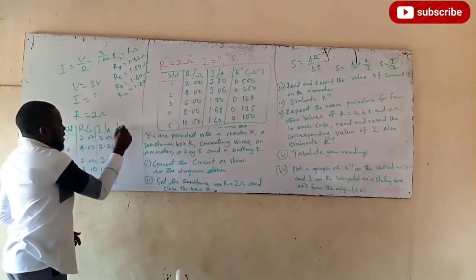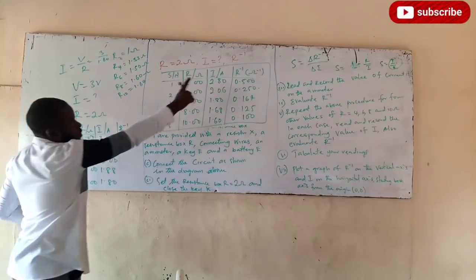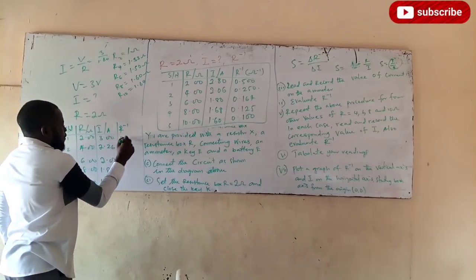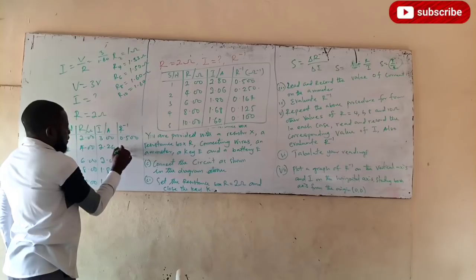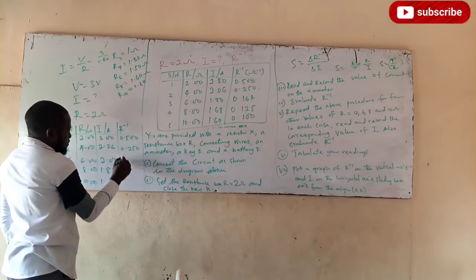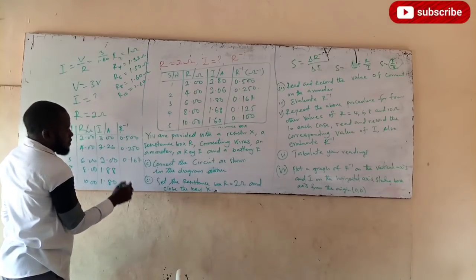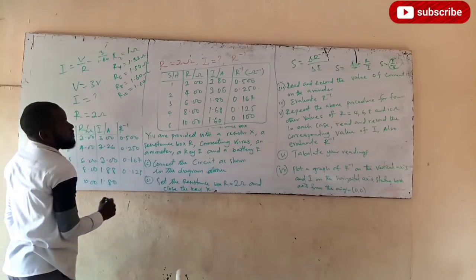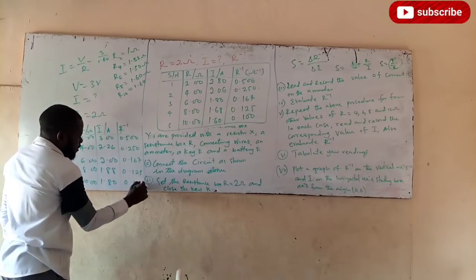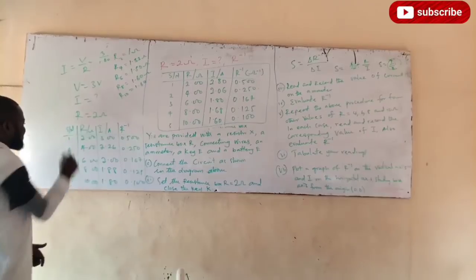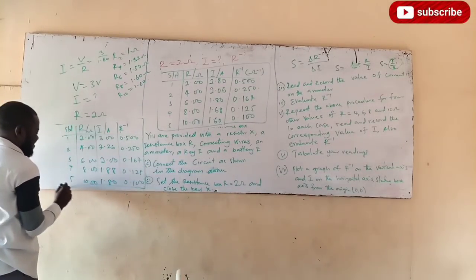So our R inverse is still the same thing as what we are going to have there. It is 0.500, 0.250, 0.167, 0.125, and 0.100. Have we seen the table now? You look at this now.